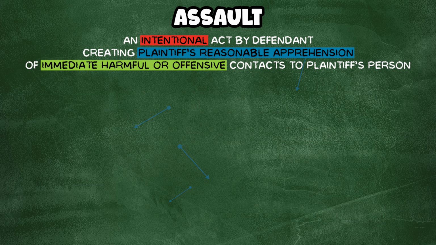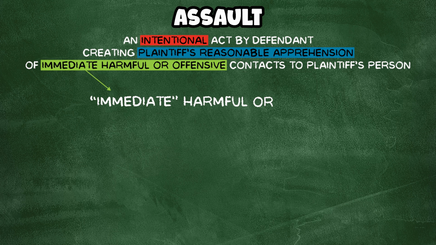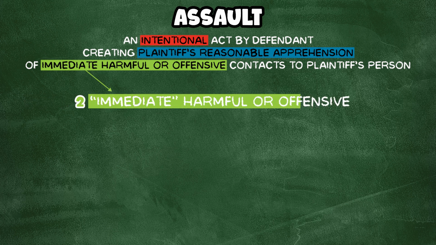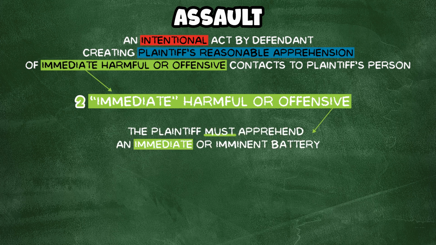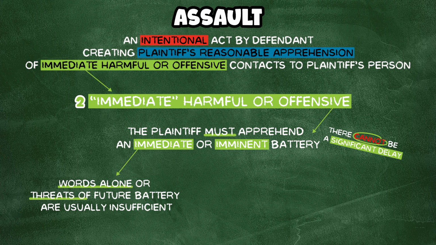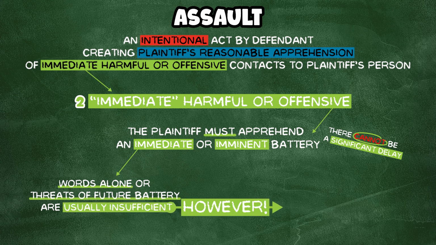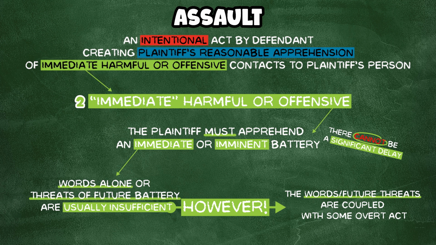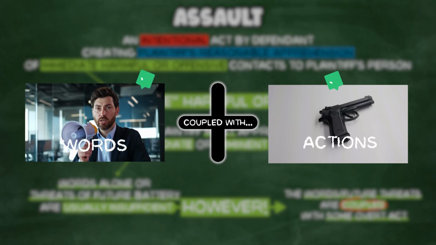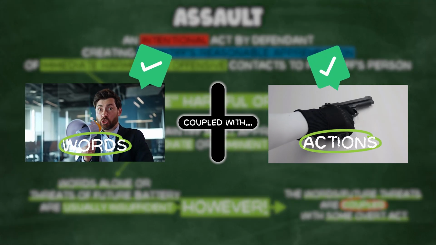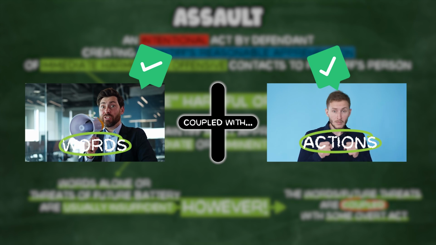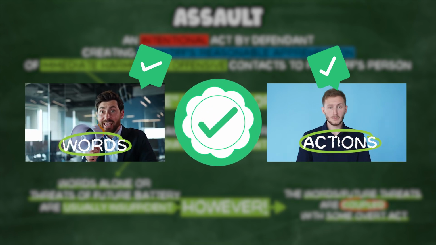apprehension. The second element you must satisfy is the immediate harmful or offensive contact to plaintiff's person. Here, the important word is immediate. The plaintiff must apprehend an immediate or imminent battery. There cannot be a significant delay. This means that words or threats of future battery are usually insufficient to satisfy this element. However, if words or future threats are coupled with some overt act, like saying a future threat and then picking up a weapon, or the defendant clenches their fists indicating they want to fight, this may satisfy the second element.